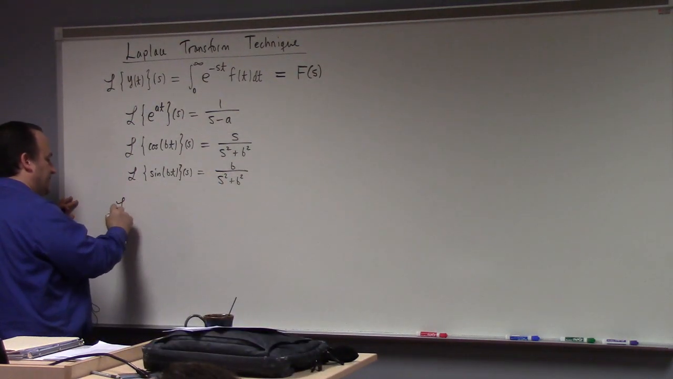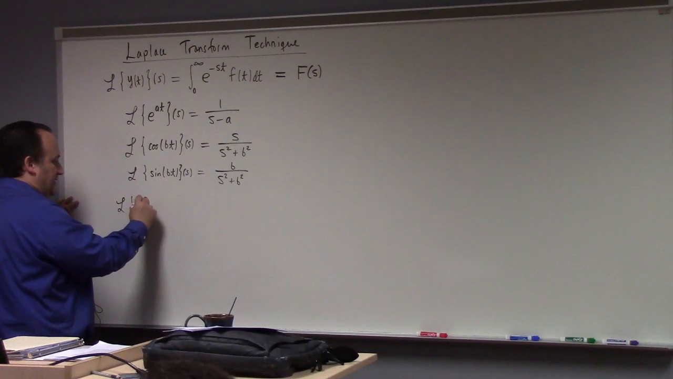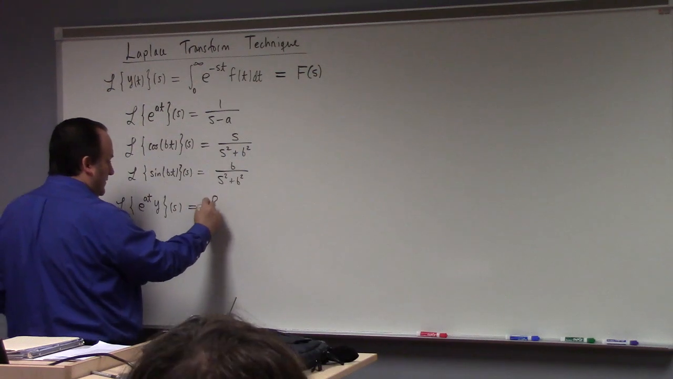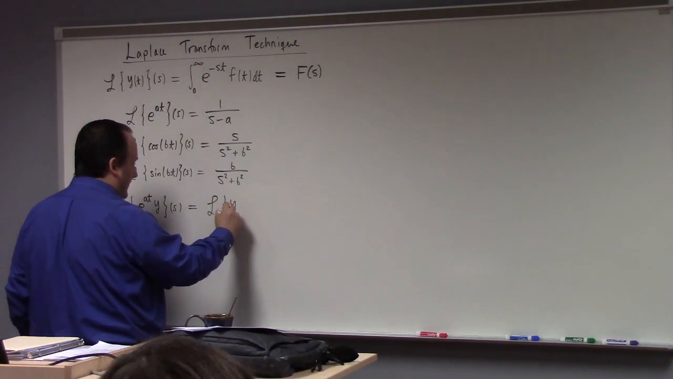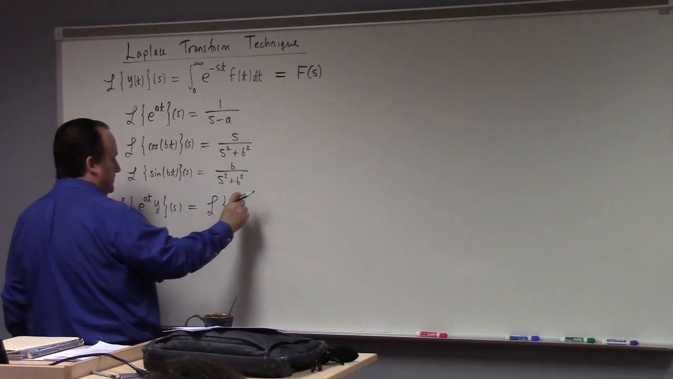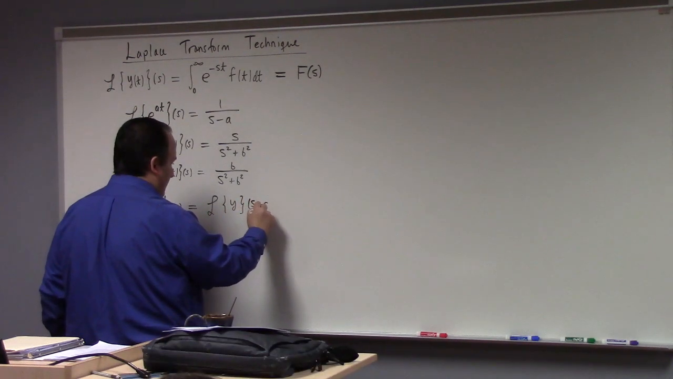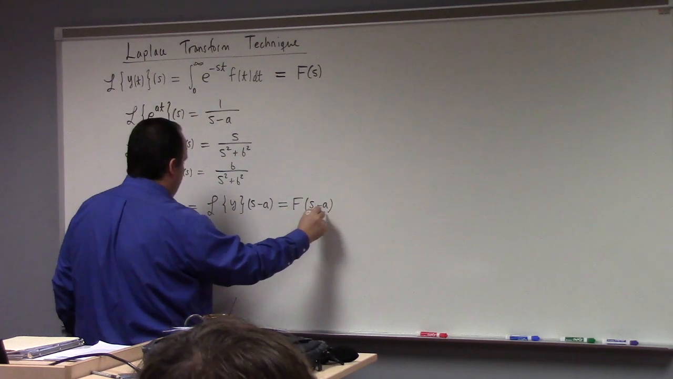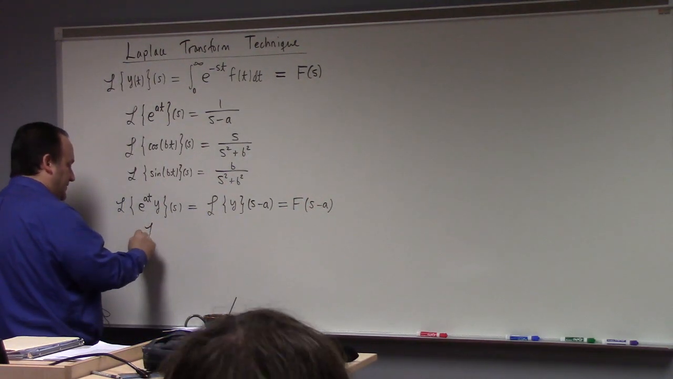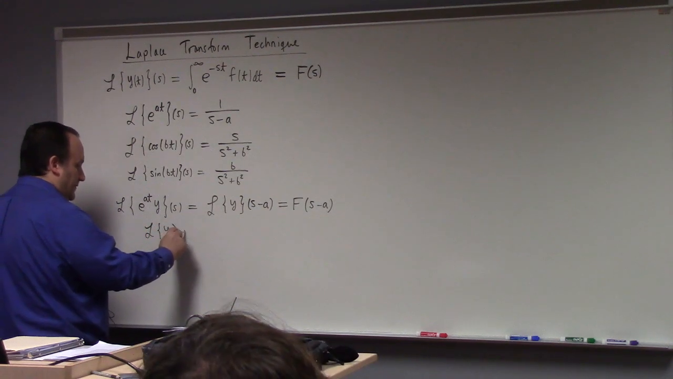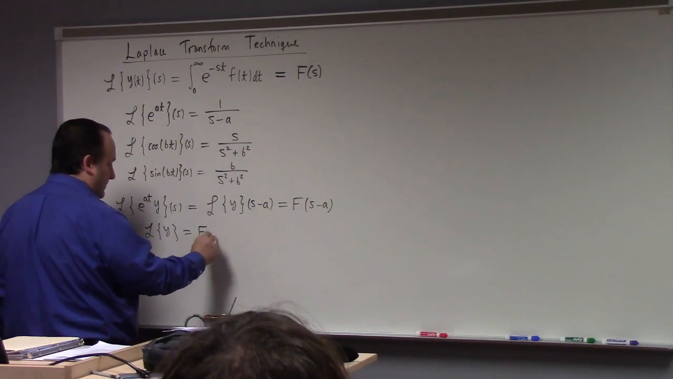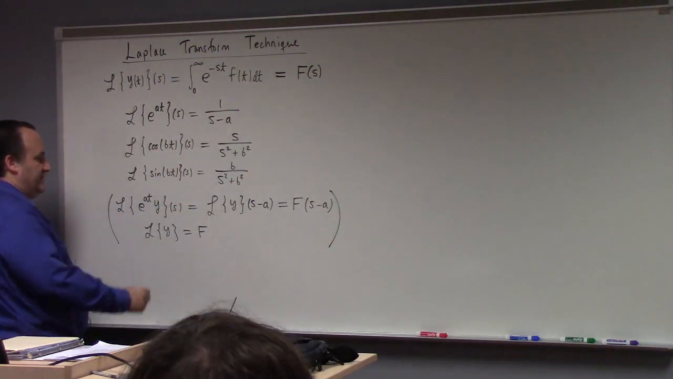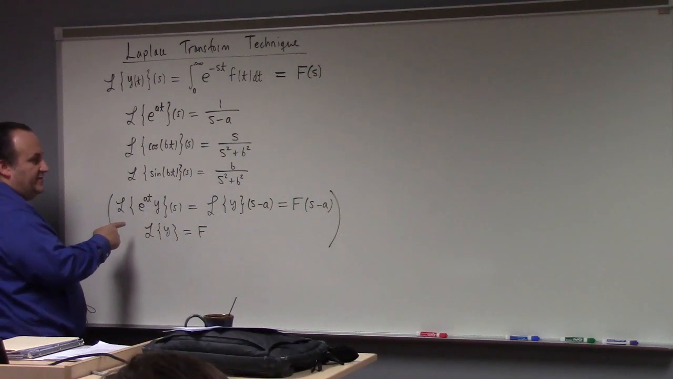We found that the Laplace transform of e to the at times y of t, evaluated at s, was equal to the Laplace transform of y at s minus a, or if you like, f of s minus a here, if I'm using the notation that the Laplace transform of y is equal to f. Okay. This is a package deal. So this is called the shift theorem. The last one is called the shift theorem.